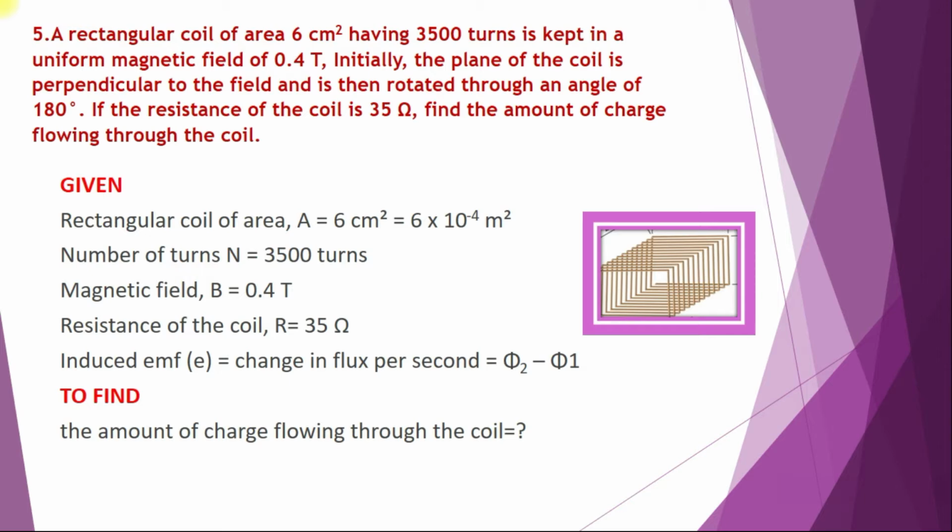Rectangular coil of area A is given as 6 cm square. So it is in CGS unit. Whenever we do the problem in physics, we will convert all the units to SI unit. So here centimeter square is converted into meter square as 6 into 10 power minus 4 meter square. Number of turns N is given as 3500 turns. Magnetic field B is given as 0.4 Tesla. Resistance of the coil R is given as 35 ohm.